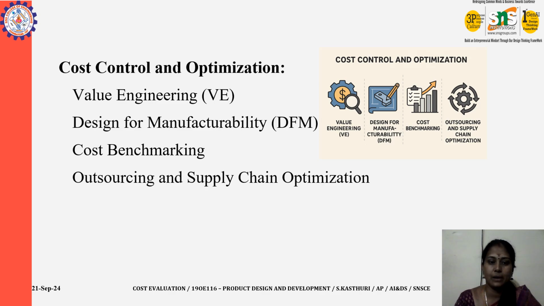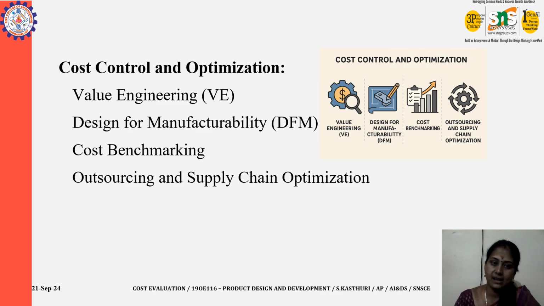Cost control and optimization. Various techniques are used to control the cost and optimize. The first one is value engineering, VE. VE is the process of analyzing the product's functions and cost to find ways to reduce cost without sacrificing the quality or the performance of function. The next one is design for manufacturability, DFM. It involves designing products in such a way that they are easy and cost effective to manufacture.